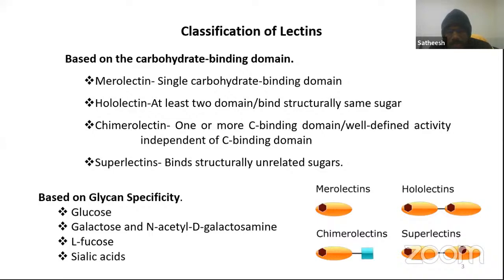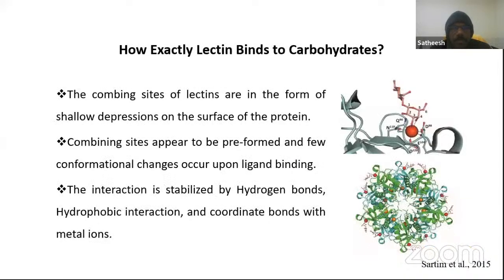And based on the glycan specificity, there are lectins which bind specifically to glucose, galactose, N-acetyl-D-galactosamine, fucose and sialic acid. So with regard to the carbohydrate binding domain and the specificity towards a particular sugar, there are different types of classification for the lectins.